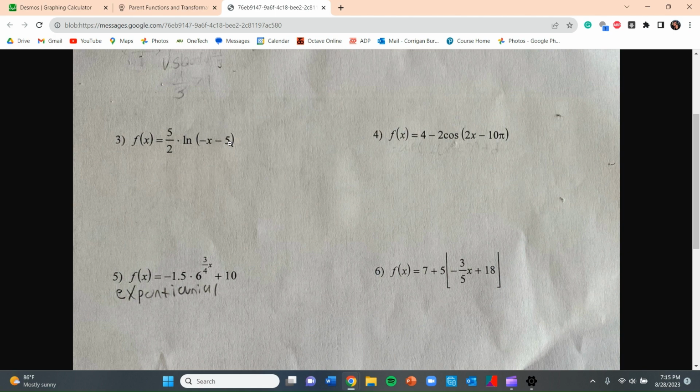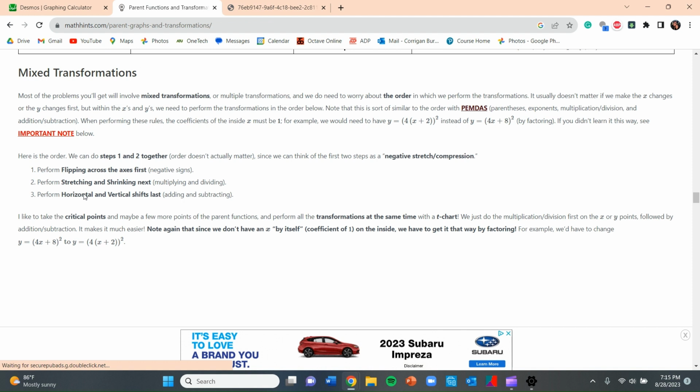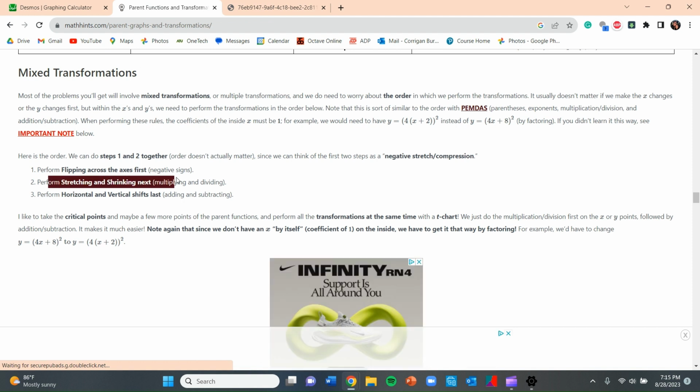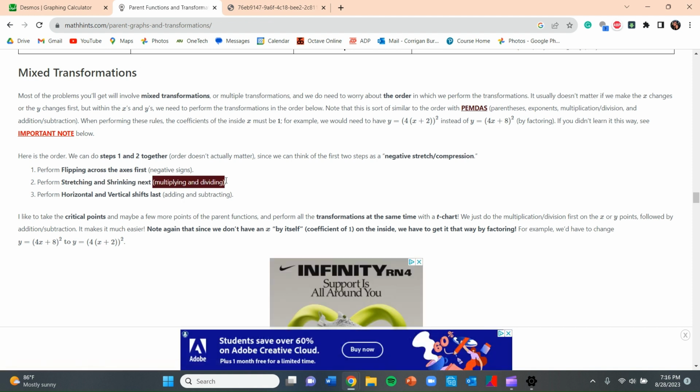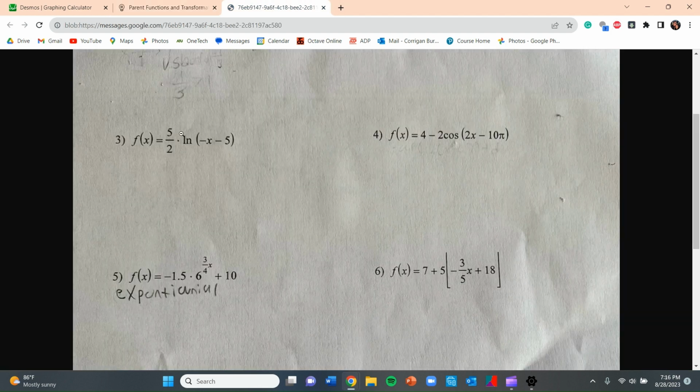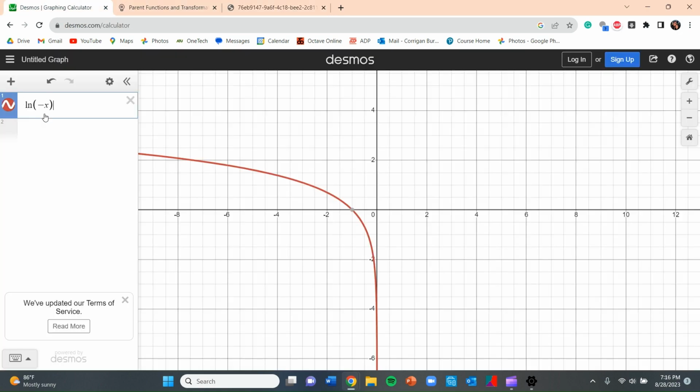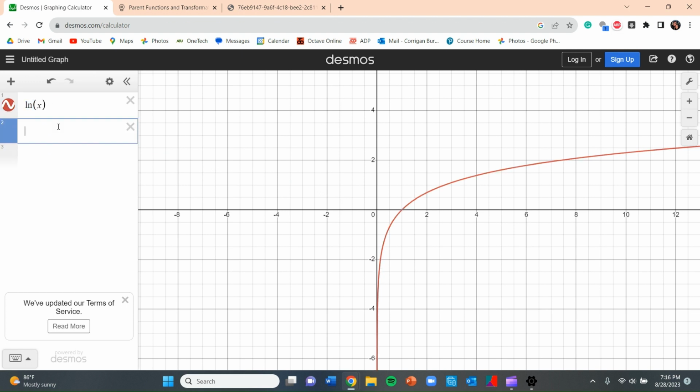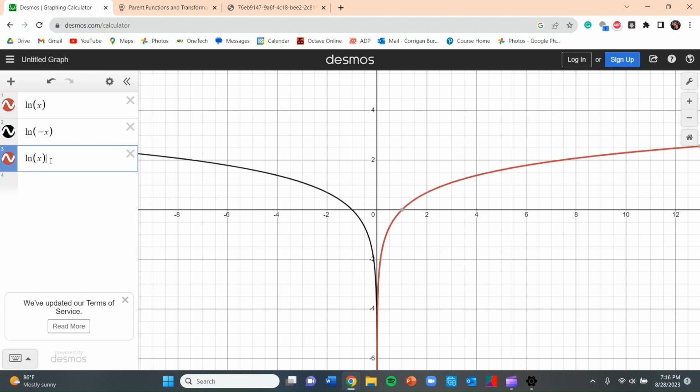The next thing we have, let's stick to this little list right here. We're looking for multiplying and dividing next. So this 5 over 2 is being multiplied. So let's go ahead and throw that in there. And just for clarity's sake, I'm going to do that so you can see the difference.